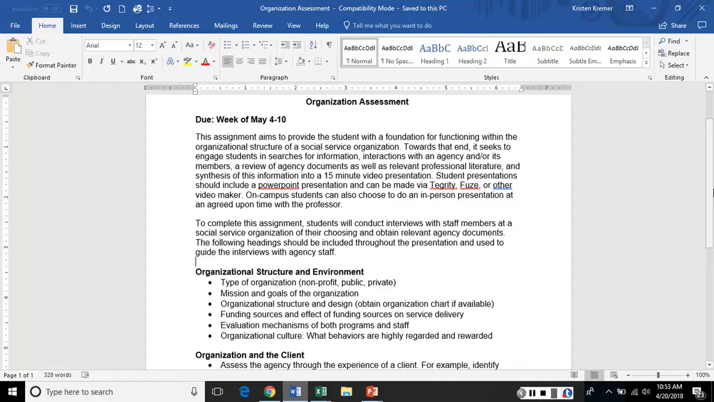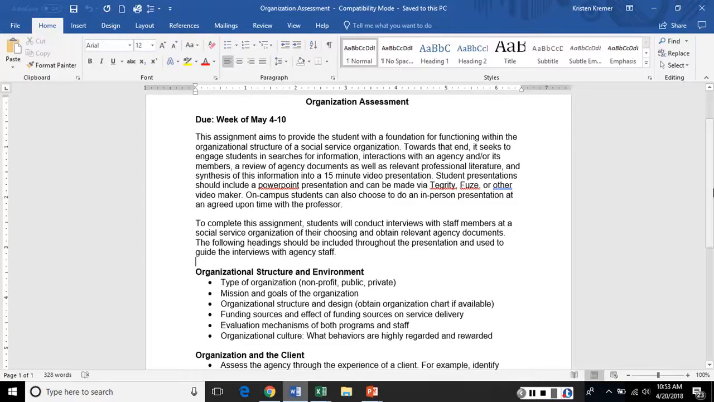Again, the goal of this is that it's low-key and stress-free. You're able to walk through this organizational assessment without having to write another paper, because we've done a lot of writing in this class. Everyone needs to make a PowerPoint presentation. That is a requirement. I need a PowerPoint presentation. You can add voice to it, like I do on a weekly basis, using Tegrity, Fuse, or another video maker that you might have.